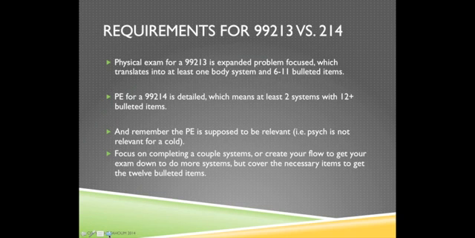A cardiovascular exam, the bullet points: number 1, palpation of the heart, location, size, or thrills. Second bullet point, auscultation of the heart with notation of any abnormal sounds or murmurs. And then examination of one or more of the following: carotid arteries for pulse amplitude or bruits, abdominal aorta, femoral arteries, pedal pulses, and extremities for edema or varicosity.